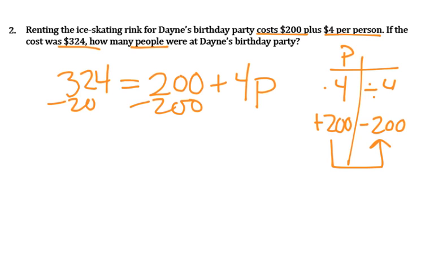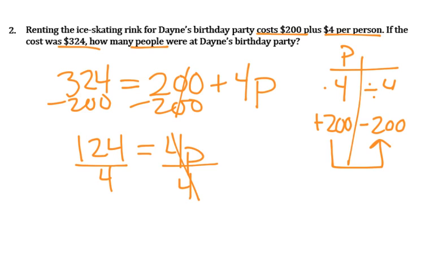So subtract 200 from both sides. We're going to change the right side, so we've got to change the left side in a similar manner. Then we divide by 4. That cancels, leaving us with P equals 31. So there were 31 people there.